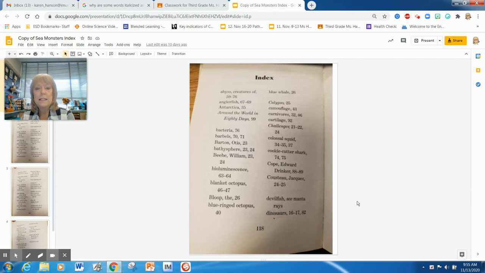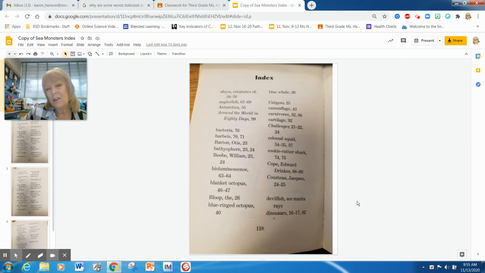Hello, boys and girls. So, we are going to be focusing on what is called an index, and you will find the index in the back of a book. So, in Sea Monsters, the story that we have been reading and we have just finished up, the back of the book is where you'll find your index.